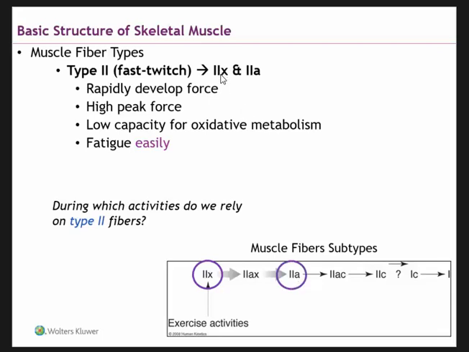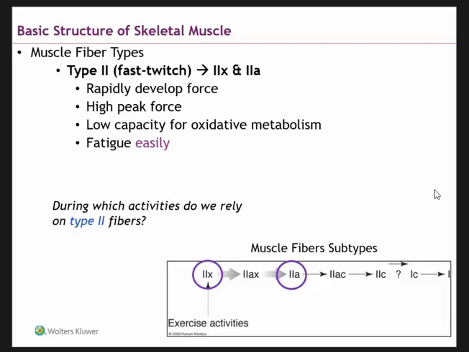And I even kind of show it here. We've got our X and we shift to the A. This is actually a very beneficial change in fiber subtypes. It means that this type 2A can produce a lot of force, but it doesn't fatigue out as quickly as the type 2X does because it has more myoglobin and more mitochondria, so it's a little bit more oxidative. So this is a beneficial shift here, and that's kind of what this picture shows.